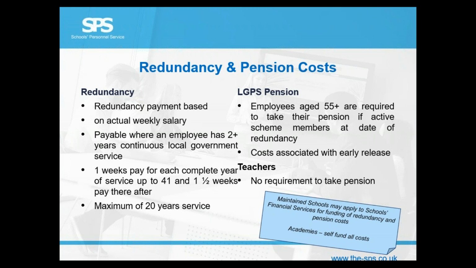In terms of how we calculate redundancy pay, an individual will be entitled to 1 week's pay for each complete year of service up to the age of 41 and 1.5 weeks' pay thereafter. And that's payable on a maximum of 20 years' service. Through experience, we know the number of longer serving staff there are in Kent schools, so it's quite possible you will be paying on service up to 20 years, particularly where someone's moved between different local government employment over that time.